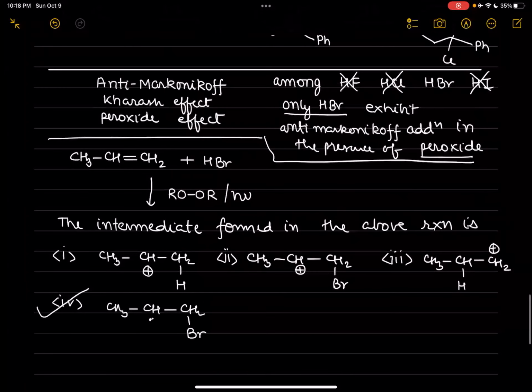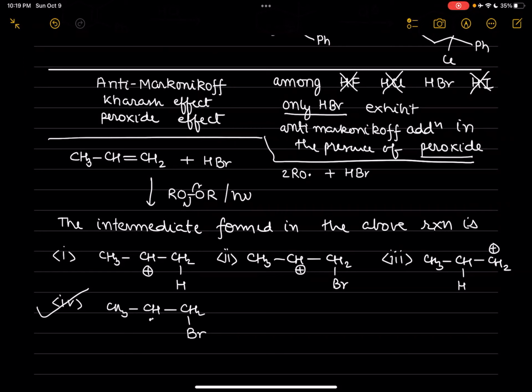Actually, you need to know the mechanism. Light or heat breaks the peroxide into two radicals. It's homolysis. And the peroxide reacts with HBr. Then homolysis of HBr.